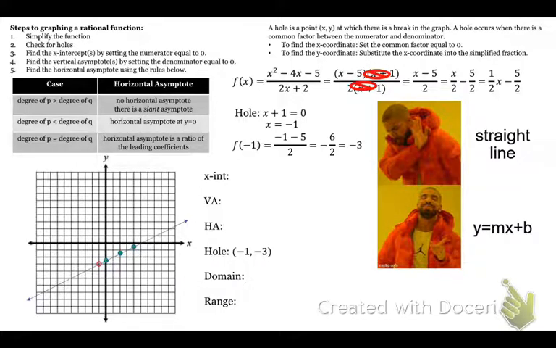If that ever happens and you don't have any x's left in the denominator, it is probably just a line. Okay? And from this, I can see that the x-intercept is 5, 0. And you could have gotten that by setting x minus 5 equal to 0. There's no vertical asymptote nor horizontal asymptote. Domain is negative infinity to negative 1, negative 1 to infinity. Range is negative infinity to negative 3, and negative 3 to infinity. Okay?